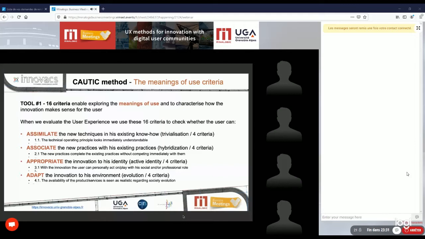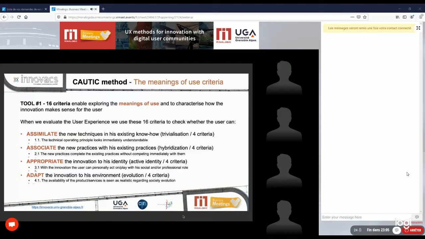So when we evaluate the user experience for a given innovation, we use these 16 criteria to check whether the user can assimilate the new techniques to his existing know-how, associate the new practices to the existing practices, if the user can appropriate the innovation to his identity, and if the user can adapt the innovation to his social or professional environment.